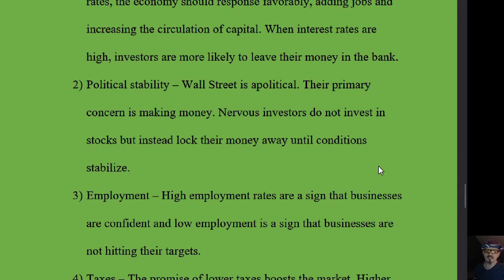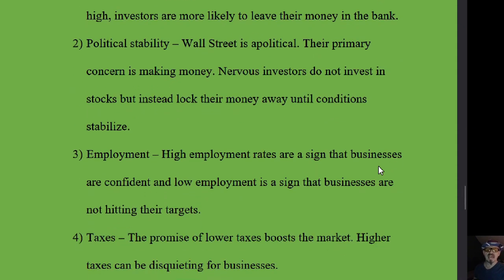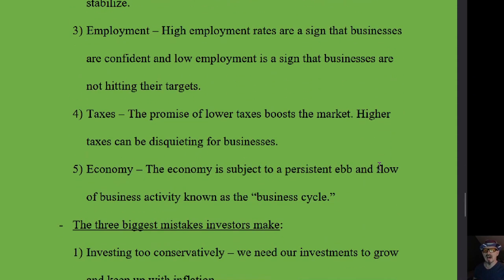Political stability. Wall Street is apolitical. Well, it's supposed to be at least. Their primary concern is making money. Nervous investors do not invest in stock, but instead lock their money away until conditions stabilize. Employment. High employment rates are a sign that businesses are confident, and low employment is a sign that businesses are not hitting their targets. Taxes.